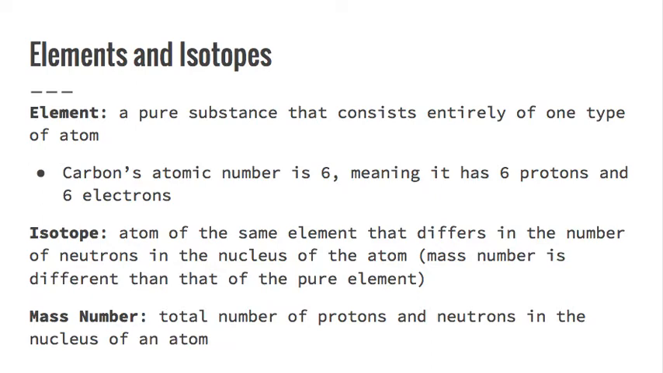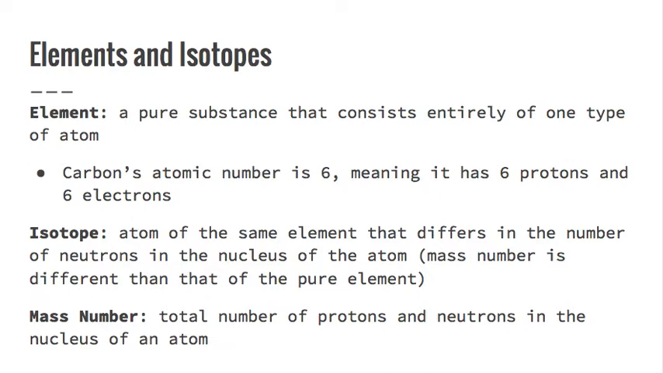Chemistry is divided up into elements, and an element is a pure substance that consists entirely of one type of atom. So a pure substance may be hydrogen or helium or neon. And all of those are completely one type of atom. They bond to each other in unique ways.